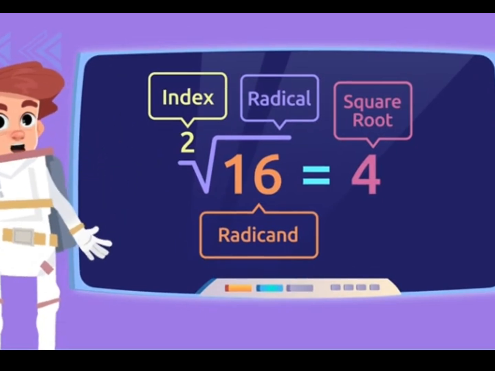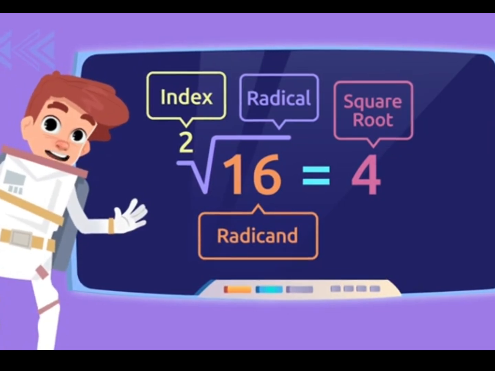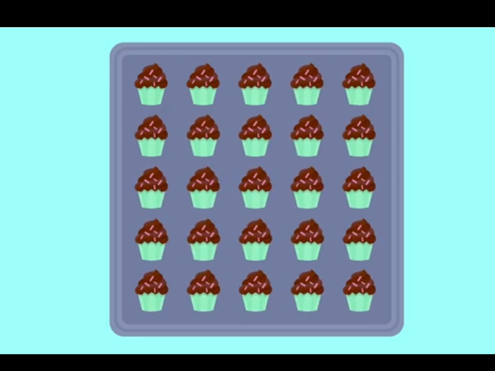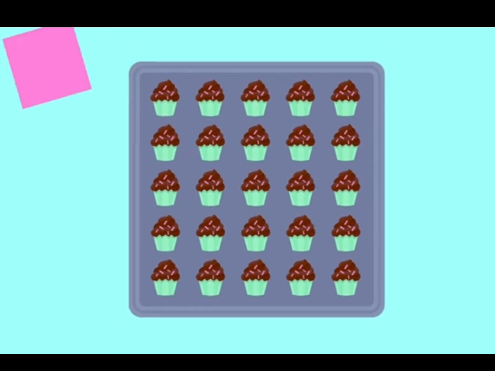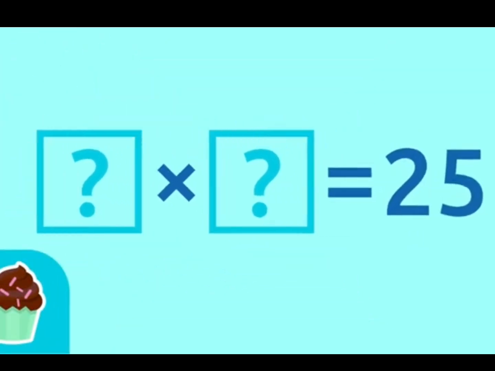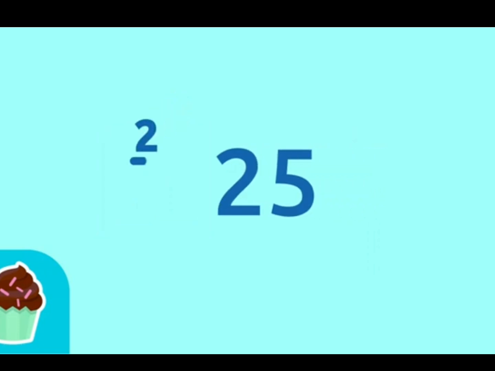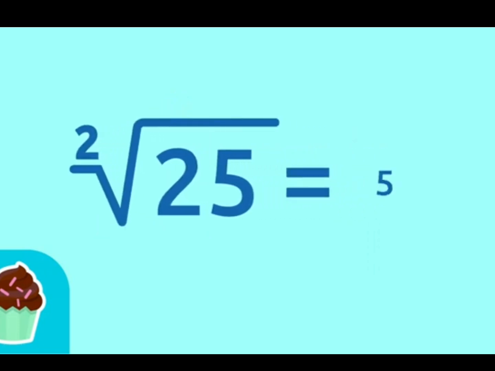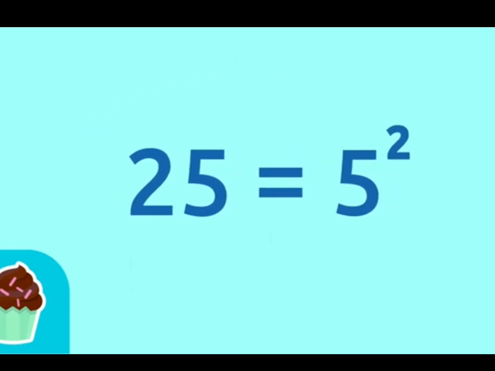Now that we know what a square root is and the parts that make it up, we will learn what we can do with it. Let's take a look. We have a square tray with 25 cakes, and we want to know how many cakes are on each side. To find out, we have to think of a number that, when multiplied by itself, equals 25. To calculate this number, we take the square root of 25, which is 5. We know this because 5 squared equals 25.